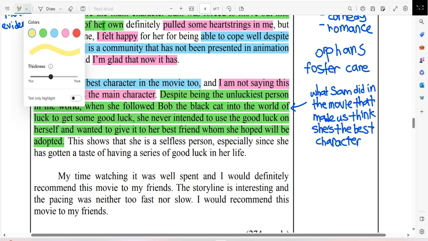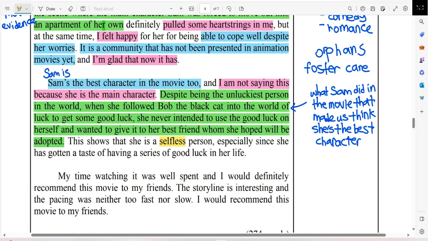Selfless, if you do not know the meaning, is the antonym of selfish. You all know selfish, right? So selfless is the opposite of selfish. So we say that what Sam did, in this particular action, shows that she's a selfless person, especially since she has gotten a taste of having a series of good luck in her life.